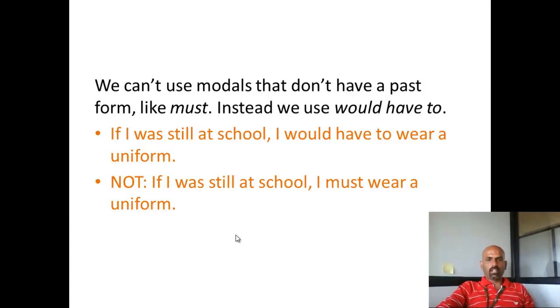Only one form. Must is used in only one form. But when you have can, imagine: if I was still at school, I can wear a uniform, but the sentence is meaningfully wrong. But can has the past form could, may has a past form might, but must doesn't have a past form, so it cannot be used in the main clause.